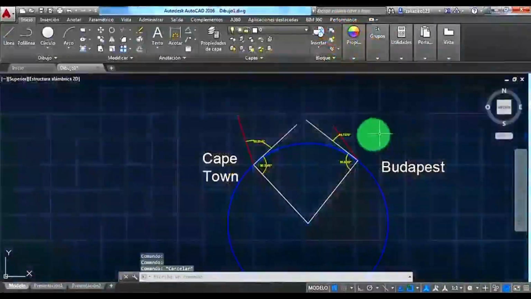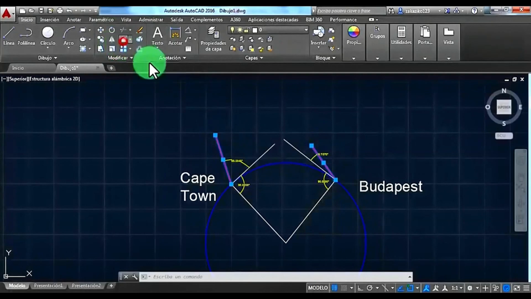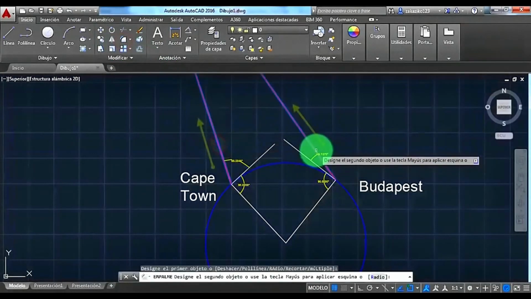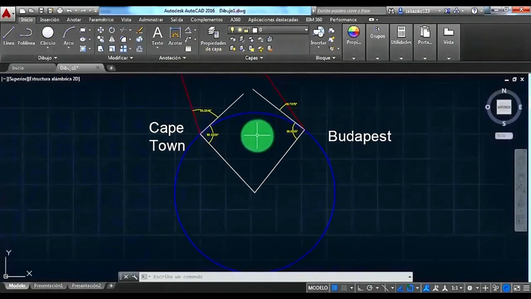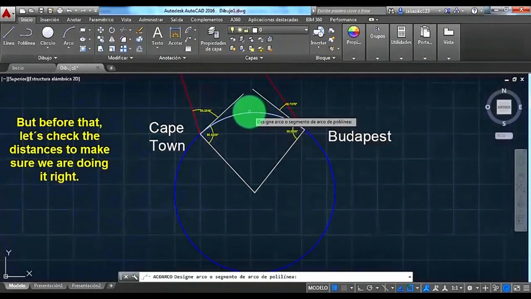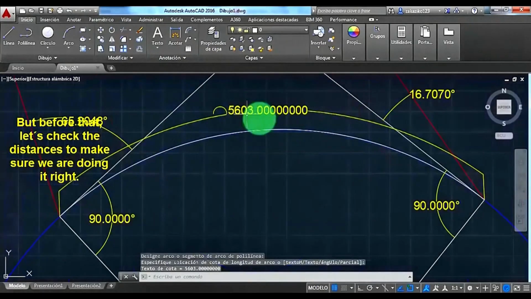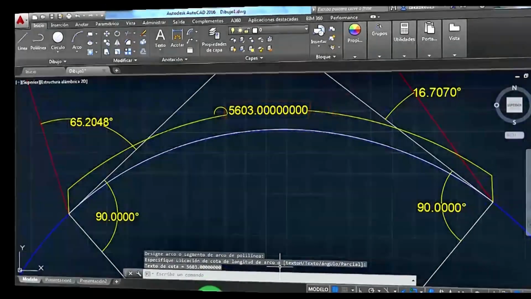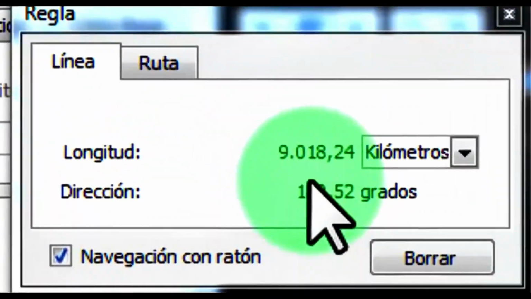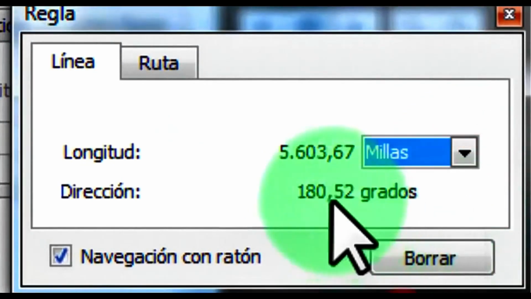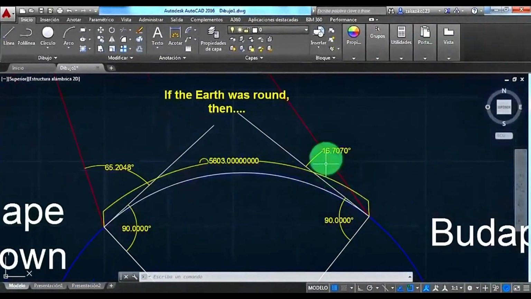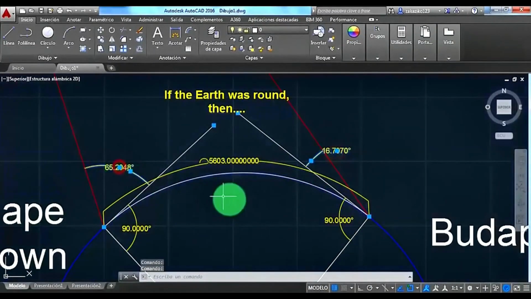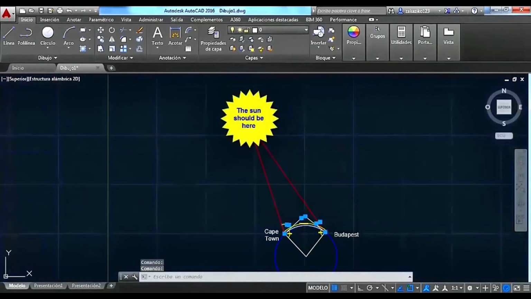Now let's go to AutoCAD to measure the distance. If you think that if we open these angles a little bit more, we will get to 93 million miles, then you are wrong. And I am about to prove that to you. But before that, let's check the distances to make sure we are doing it right. So this is the distance we have in AutoCAD. Let's see if that is exactly the distance we got from Google Earth. It matches perfectly. Now let's see how far these lines are going to take us. It doesn't look so far.